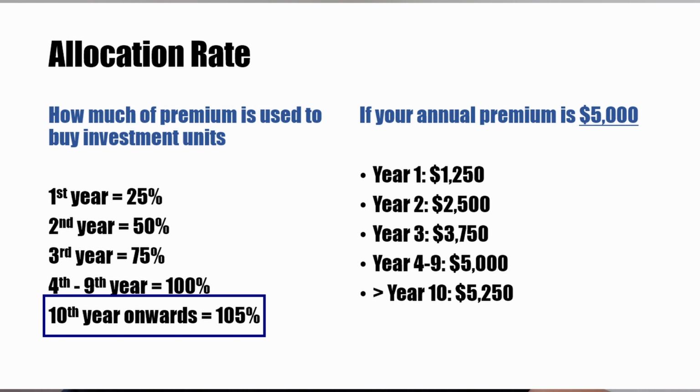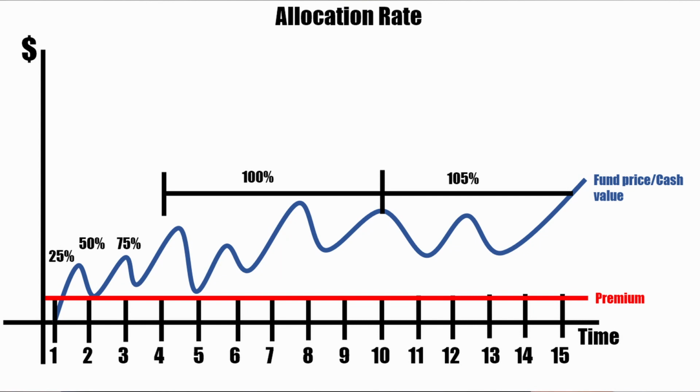And as the policy progresses, the allocation rate will increase slightly, and usually from, let's say, the 10th year onwards, the insurance company will actually give you bonus units. That means if you pay $5,000 of premium, they will actually give you $250 more to purchase the units. So the allocation rate goes like this. As you can see, for the first 3 years, not 100% of your premium goes into purchasing the investment units. But from the 4th year onwards, it is 100%, and then let's say the 9th or 10th year onwards, it is 105%.